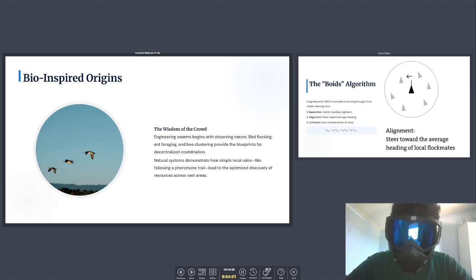But where do all these swarm technologies come from? Well, it comes from biology, as I said before. Birds, bees, ants, anything that crowds together in a massive number. So it's called the wisdom of the crowd.